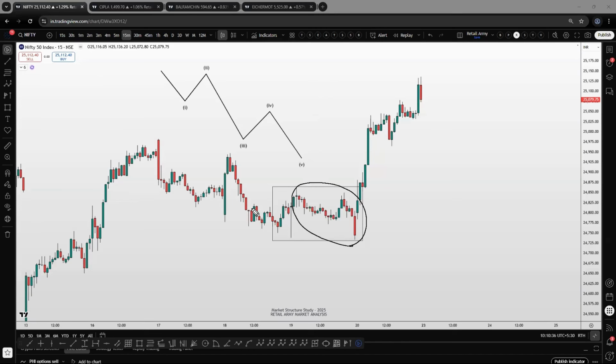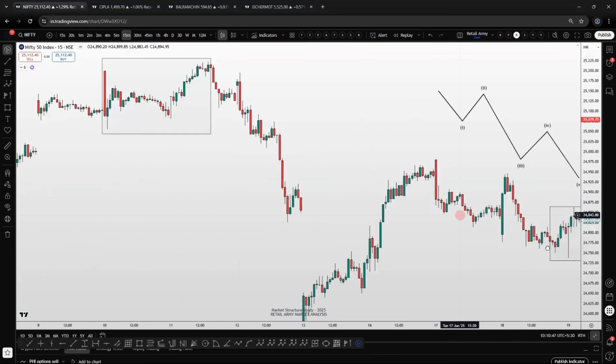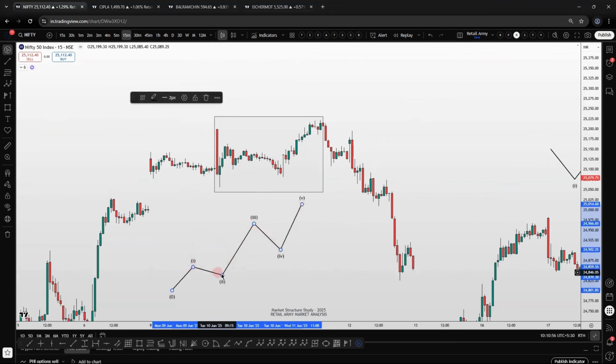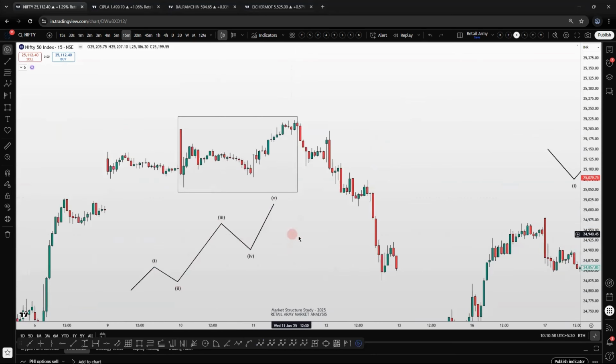This is, again, not happening because of, let's say, some news event. This is happening because somebody is wantedly doing it. Now, same thing over here. In case of a bullish scenario, wave 1, wave 2, wave 3, wave 4, and wave 5, what happens here is the same thing.